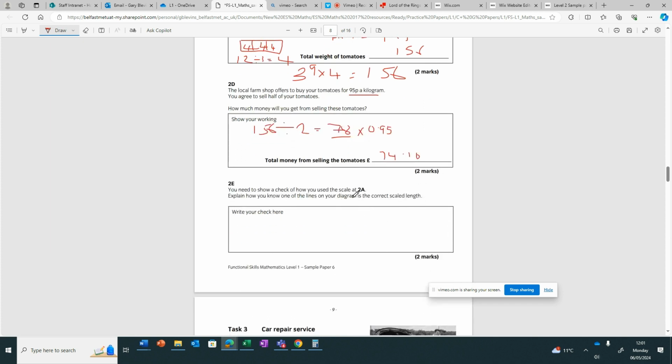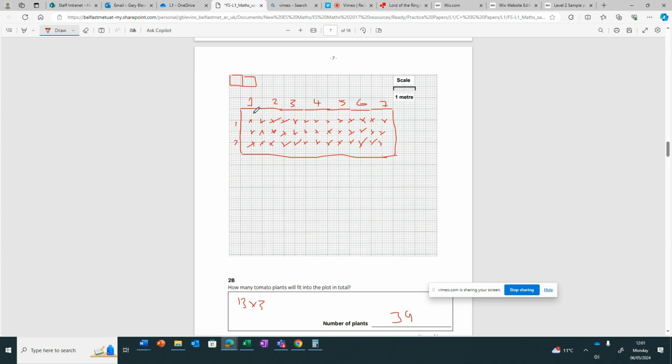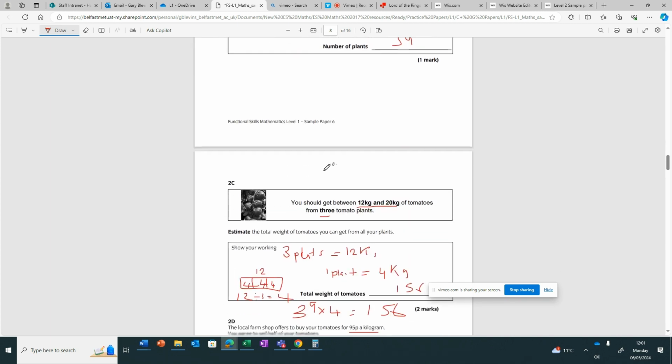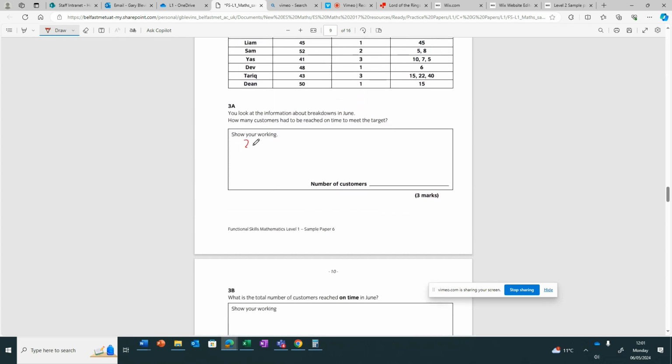Show how you use the scale to explain how you know one of the lines in your diagram is the correct length. Well, take this line for example. You know that 2 squares equals a meter. So 7 meters should equal 14 squares, which it does. That's your check.